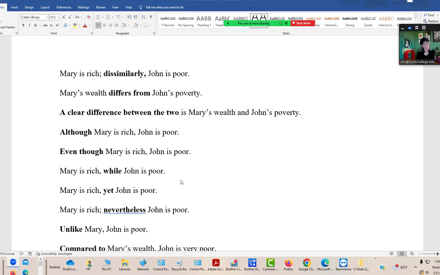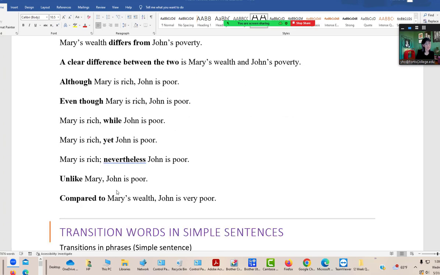Although Mary is rich, John is poor. Even though Mary is rich, John is poor. Mary is rich while John is poor, and so on and so forth. So while, yet, nevertheless, unlike, and compared to.